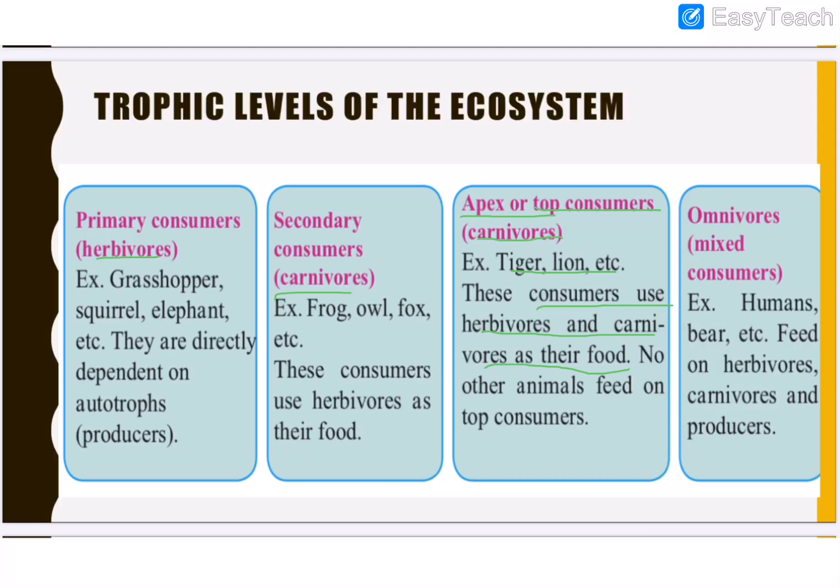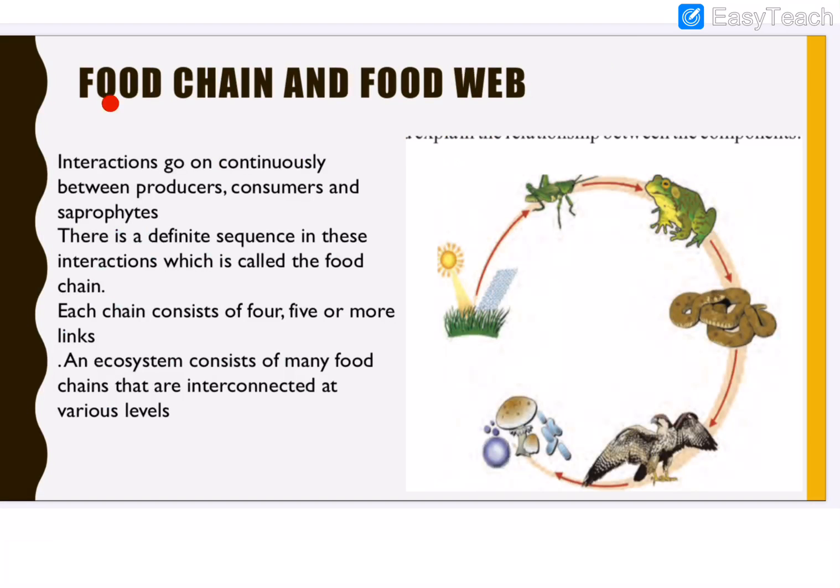Omnivorous means mixed consumers, and secondary consumers means only carnivores, means they eat animals, and primary consumers means herbivores, means they eat plants, and top consumers means they eat herbivores and carnivores. Now we are going with the topic food chain. So what is a food chain? You can see in the example in the image.